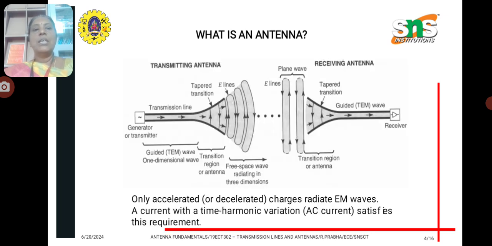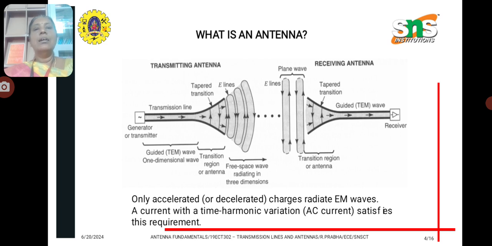In the picture we can see an antenna at both the transmitting side and the receiving side. At the transmitting side, we have a generator or transmitter. With that, a transmission line is connected. At the end of the transmission line, we have an antenna. From the generator, there will be an electromagnetic wave which is guided through the transmission line. It is a TEM wave, transverse electromagnetic wave, and it is a one-dimensional wave. This one-dimensional wave is converted by the antenna into a three-dimensional wave, and it is radiated into free space.